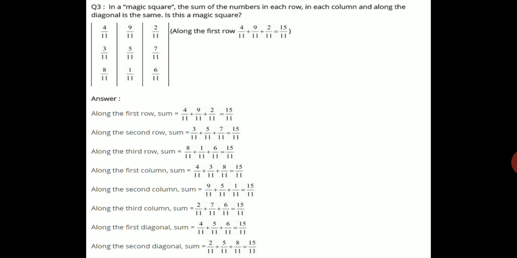Now along the third column you can see here it is 2 by 11 plus 7 by 11 plus 6 by 11. What is the answer? 2 plus 7, 9, 9 plus 6, 15.